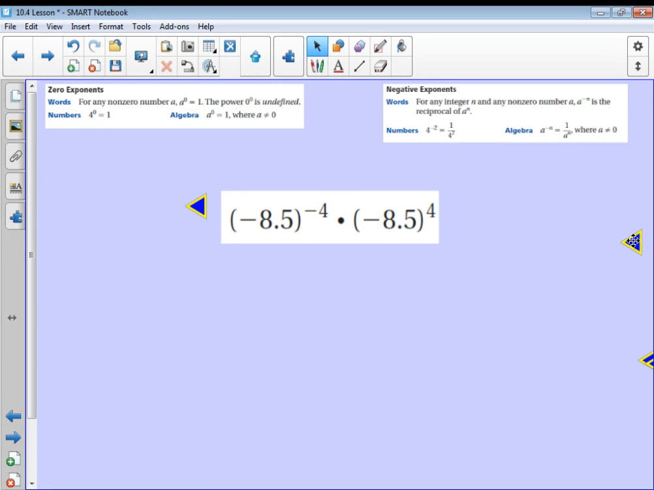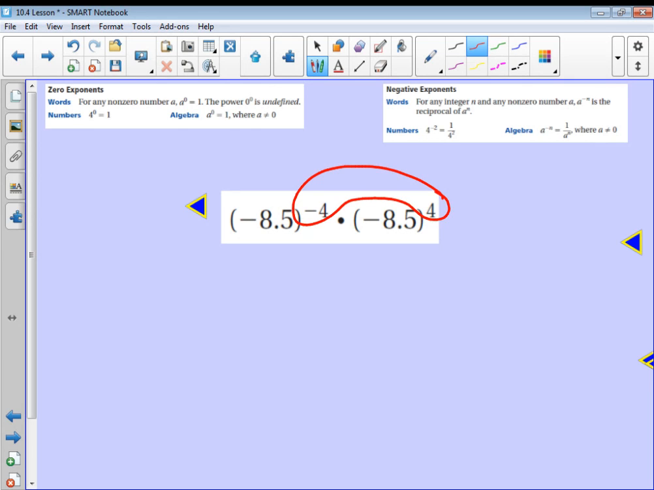So here we're multiplying negative 8.5 to the negative 4 times negative 8.5 to the positive 4. Remember, when we are multiplying and they have the same base number, we're going to add the exponents. So that's our previous knowledge. Negative 4 plus 4 gives me an exponent of 0. So any exponent of 0, review, equals 1. So our final answer on this one would be 1.